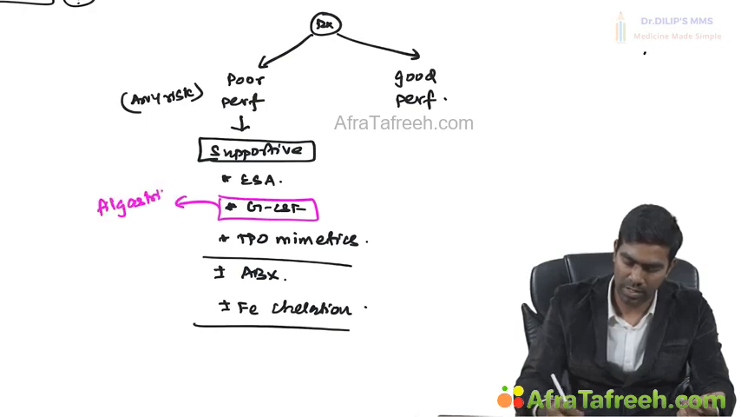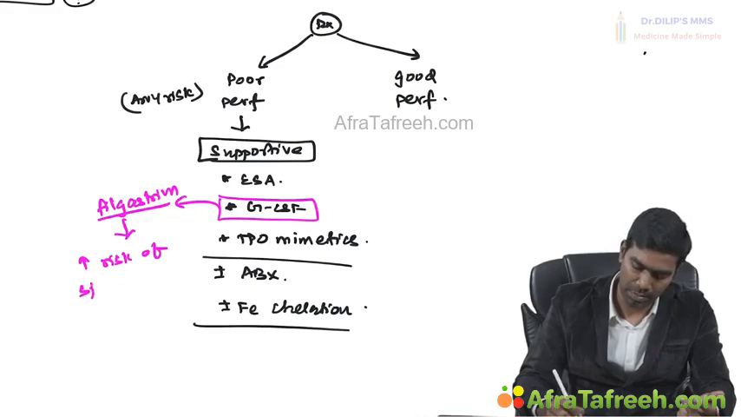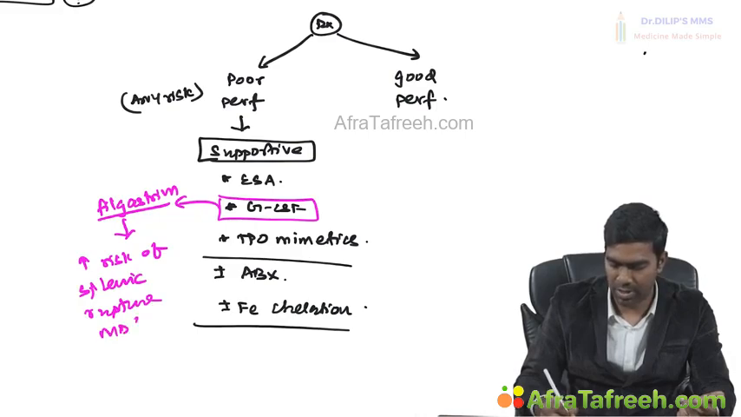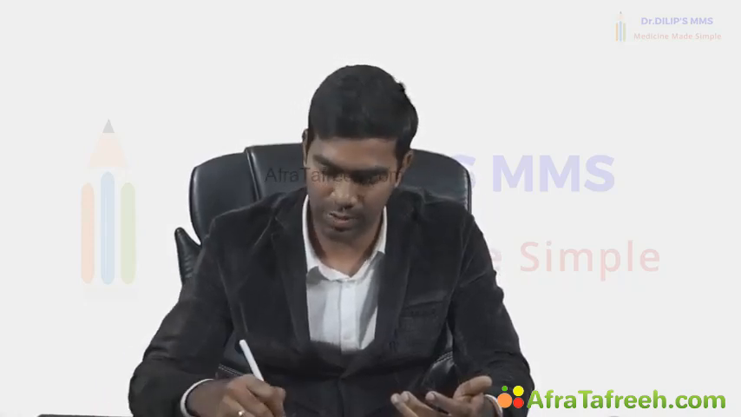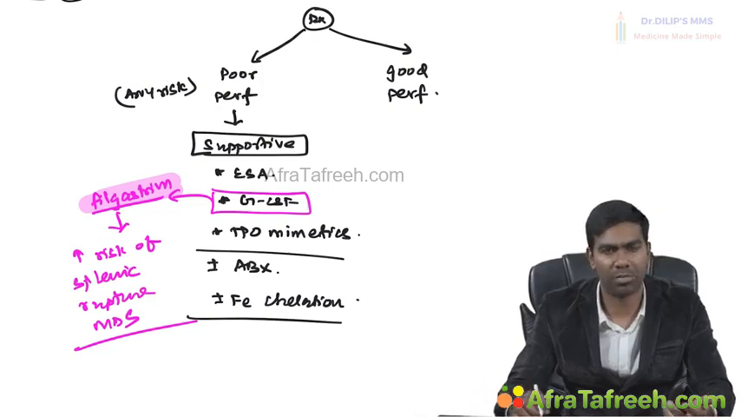G-CSF is filgrastim. This filgrastim is also associated with an increased risk of splenic rupture in MDS. This is a very important point. I have personally seen a very rare case, a 74-year-old gentleman, a Vellore District Court judge. We treated him with filgrastim, and in around the 2nd or 3rd month he had a splenic rupture, collapsed and died. That's why I can't forget this: filgrastim is associated with increased risk of splenic rupture in MDS.